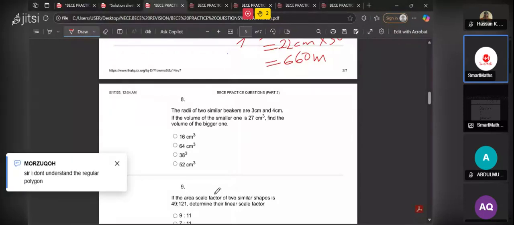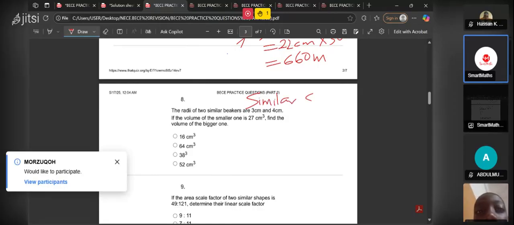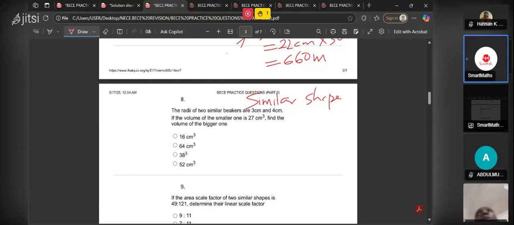All right. Question 8. The radii of two similar beacons are 3 and 4. If the volume of the smaller is 27 centimeters cube, find the volume of the bigger one. Now, this question is on similar shape. The topic is similar shape, that is area and volumes of similar shapes. If you go to my channel, I treated this topic extensively. Under area, it is ratio. We are looking at ratio.